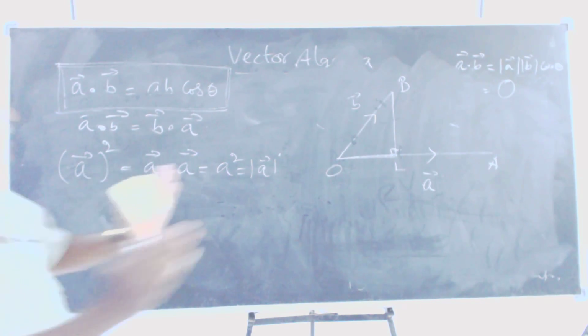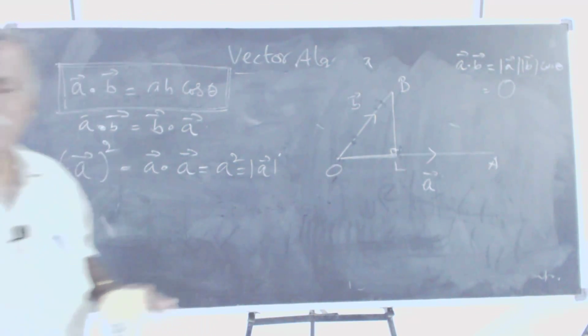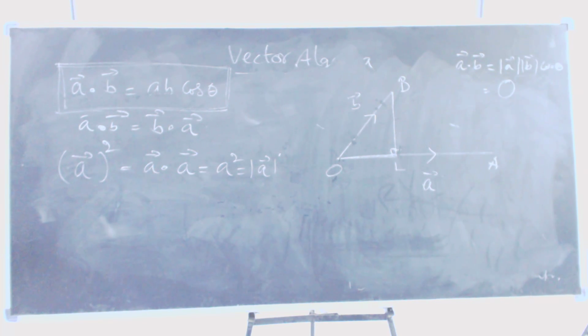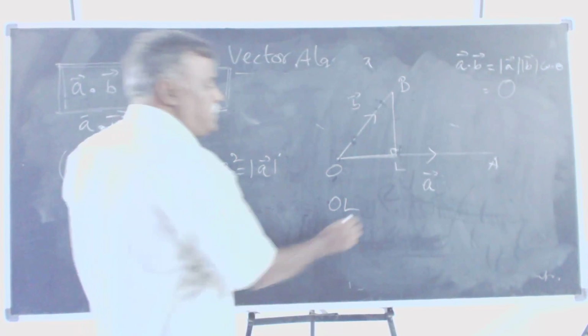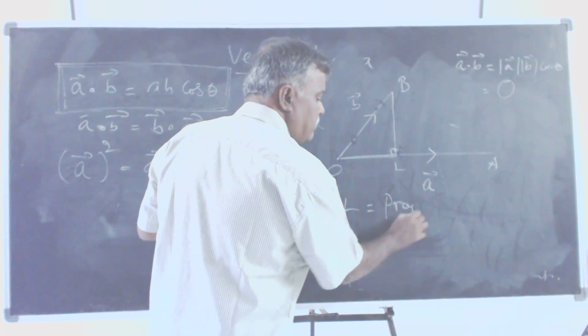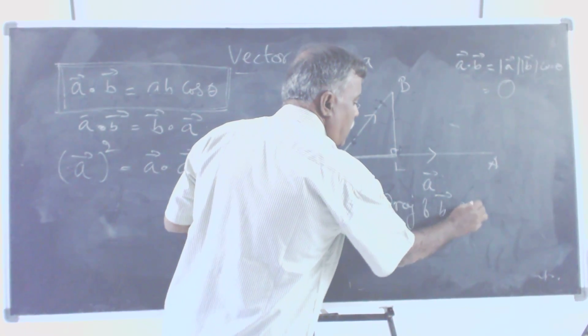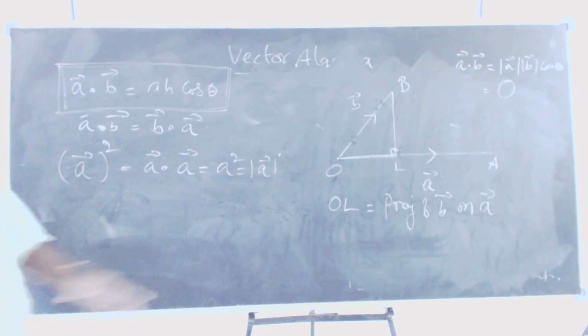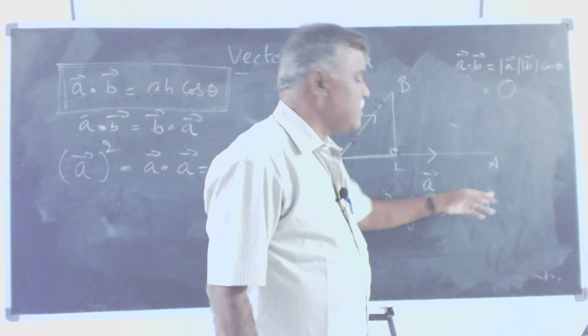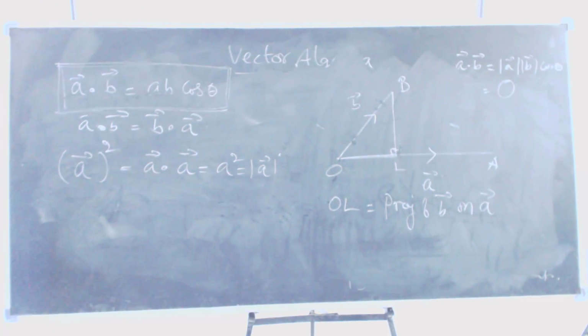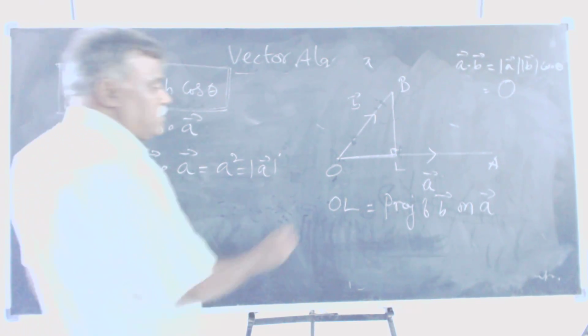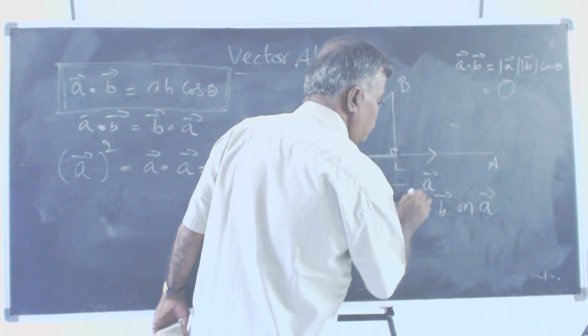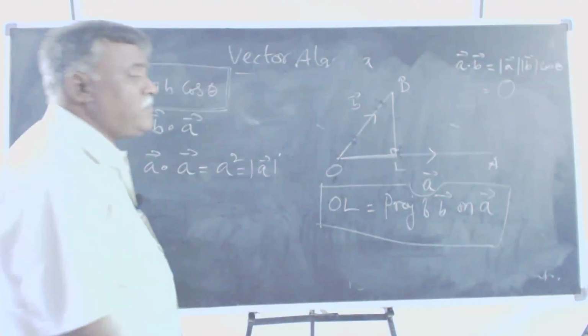This length OL, what does it represent? This length OL represents the projection of B vector on A vector. So OL is a scalar quantity. It represents what? Projection of B vector on A vector. This is what OL is. OL equal to projection of B vector on A vector. Right, remember this. OL is equal to projection of B vector on A vector.